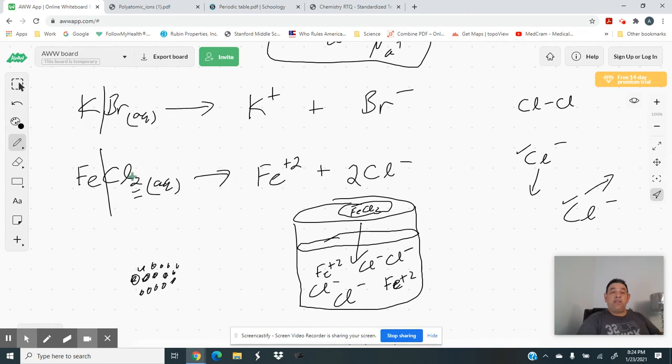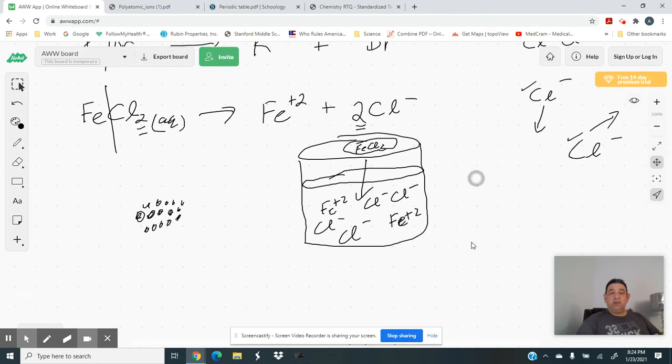Once you put them in aqueous solution, there are three ions here, and all three of them separate from each other. Once again, that's why I put the 2 in front of the chloride, and that's going to be important in doing our net ionic equations. All right, so that was another example, FeCl2. Which other should we do?